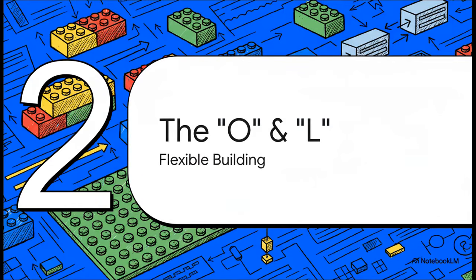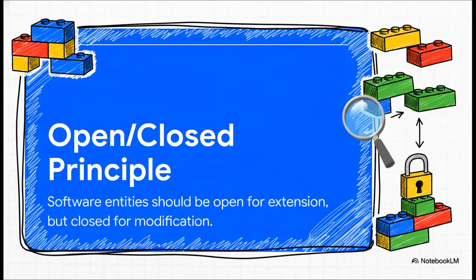Okay, so now we have our small single-purpose blocks. The next 2 principles, O and L, are all about how we connect them, how we plug them together in a way that's both super flexible and totally predictable. Now this one kind of sounds like a riddle, doesn't it? How can something be open and closed at the same time? Well, what it means is that you should be able to add new functionality to your code without ever changing the existing working code. No more risky surgery on classes that you thought were done.